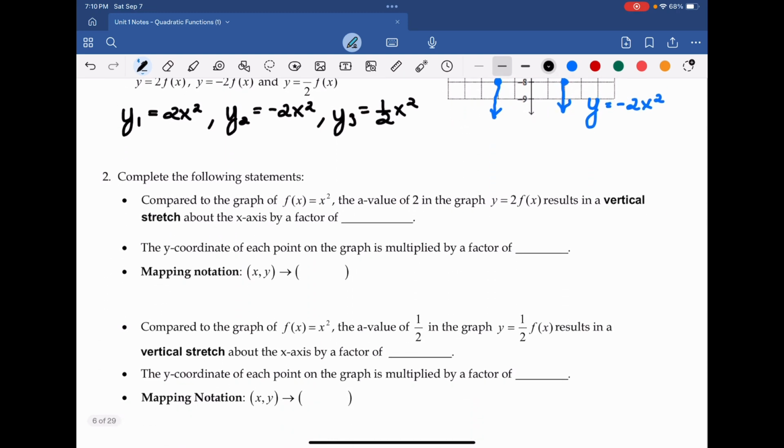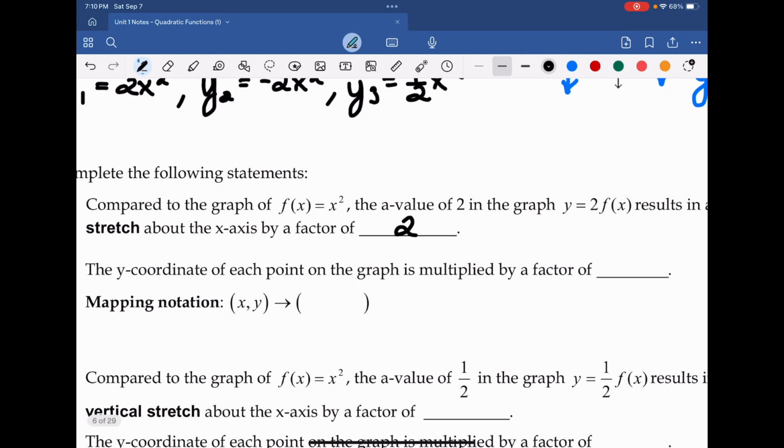All right, let's complete the following statements based on the general situation here. So compared with the original function, the a value of 2 in the original section that we dealt with, which was 2 times the x squared, it results in a vertical stretch about the x-axis of a factor of 2. It took all the y values and multiplied them by 2.